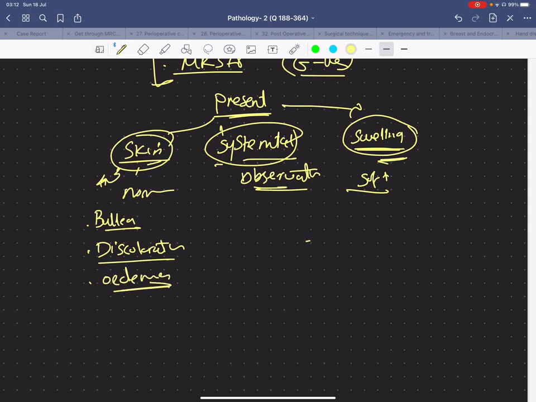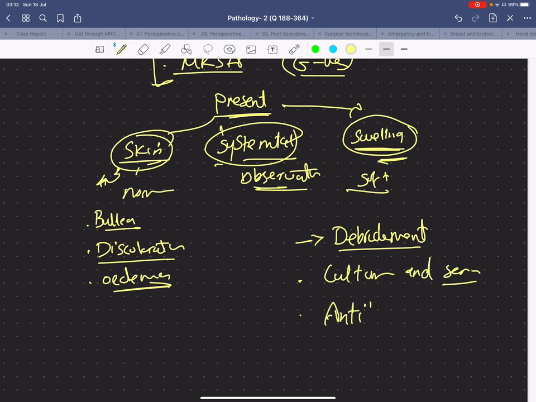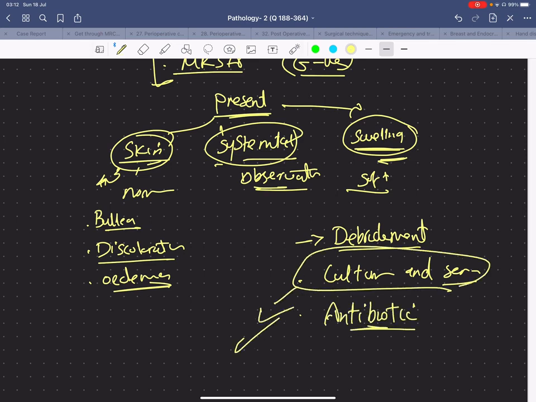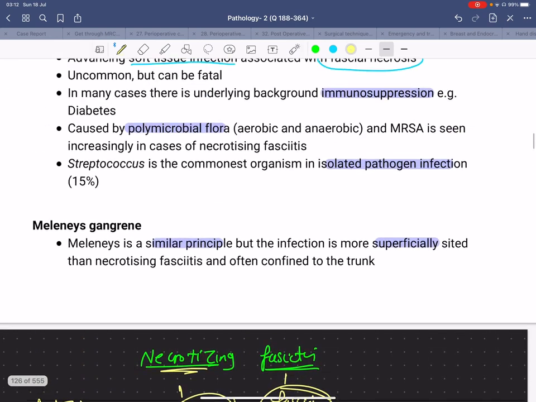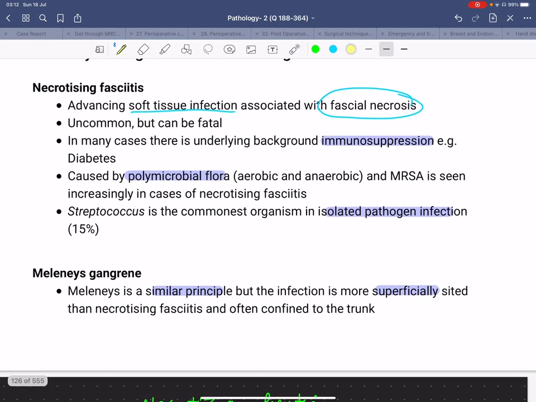What do you do for this patient? This patient requires debridement and take culture and sensitivity while you're doing that, and treat the patient with broad spectrum antibiotic until the culture arrives, and then treat them with the specific antibiotic. So again, this is advanced soft tissue infection, fascial necrosis, and it involves an underlying background of immunosuppression, like diabetes, polymicrobial, MRSA seen. Streptococcus is also the commonest one.